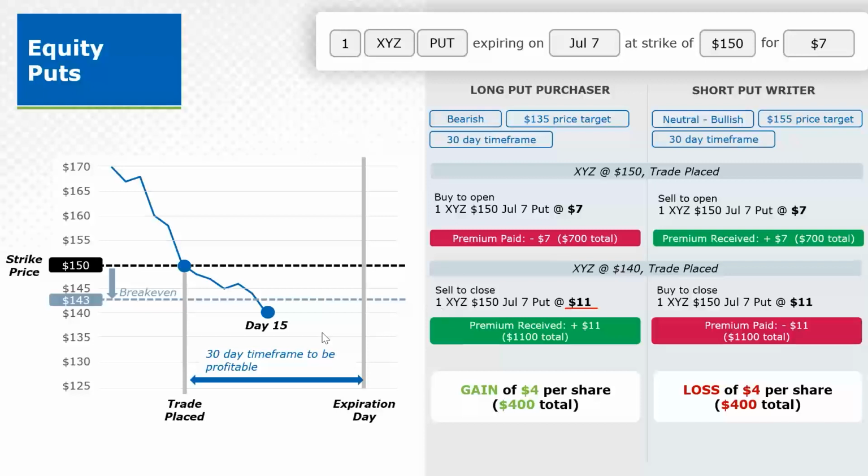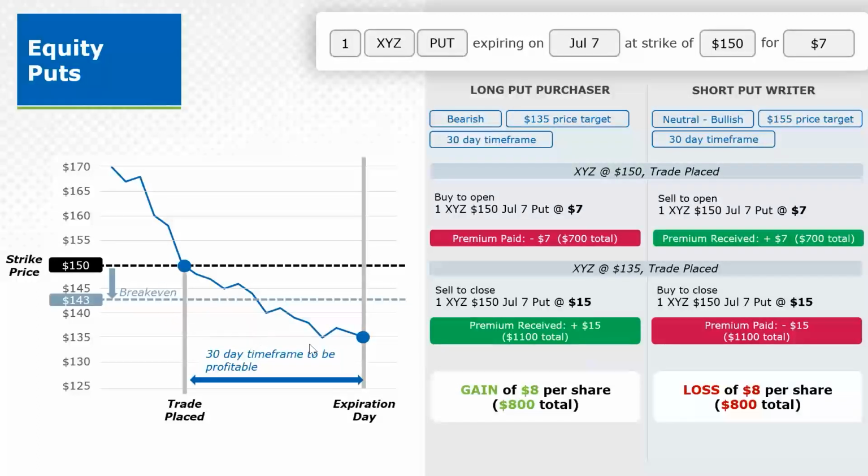Now at day 15, when XYZ is at 140, investor one, the long put purchaser, decides to sell to close the option by selling it for $11 a share. He purchased it for $7 a share. This results in a gain of $4 per share, or $400 in total. On the other hand, the short put writer, after receiving $7 per share, has to now pay $11 a share, resulting in a loss of $4 per share. Naturally, that makes sense because the short put writer is neutral to bullish on the strategy, whereas the price actually declined.